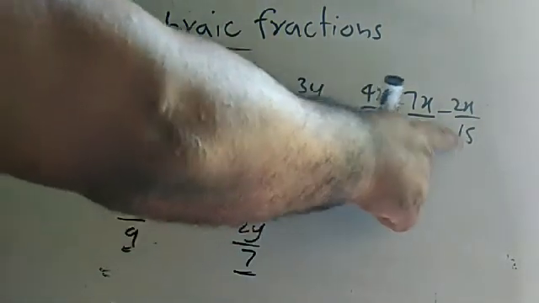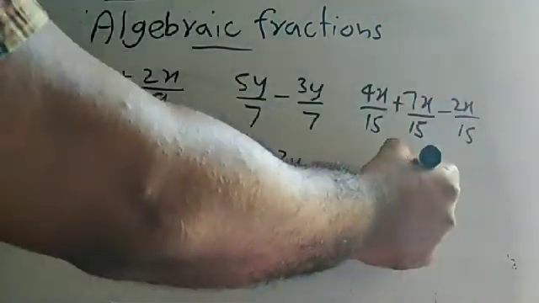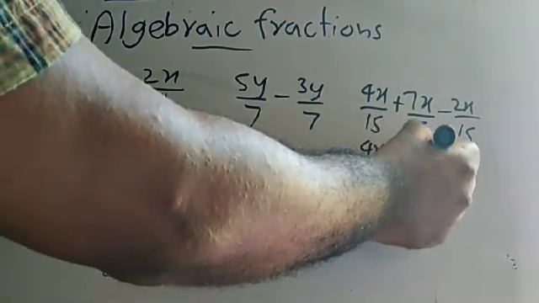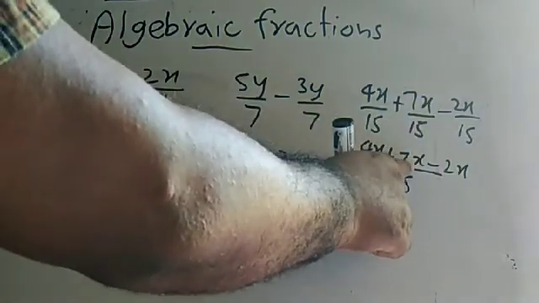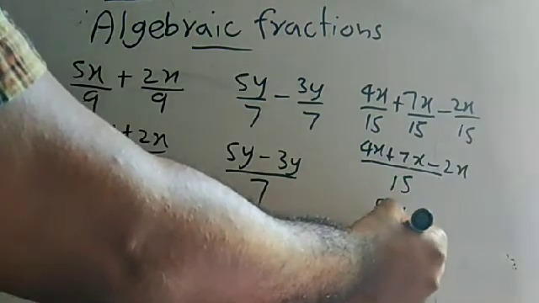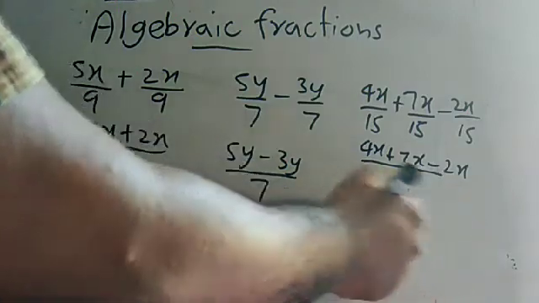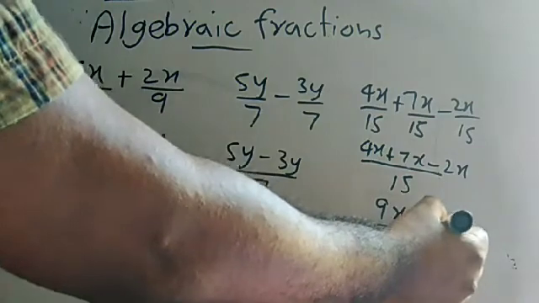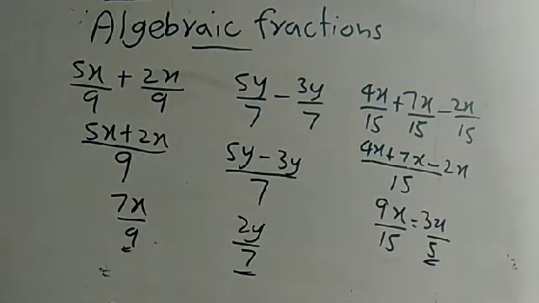Here you can see the third example. There are 3 algebraic fractions, all with equal denominators. The common denominator is 15. The first 2 we add, then subtract 2x. These are like terms, 4x plus 7x, 11x. 11x minus 2x, 9x upon 15. Now 9 and 15 can simplify. 9 divided by 3, 3x. 15 divided by 3, 5. This is the final answer.